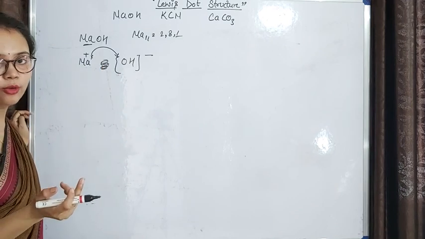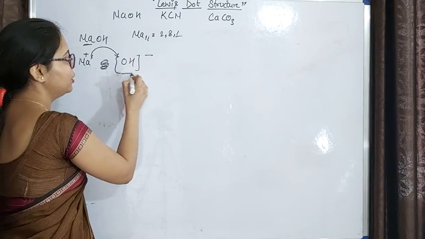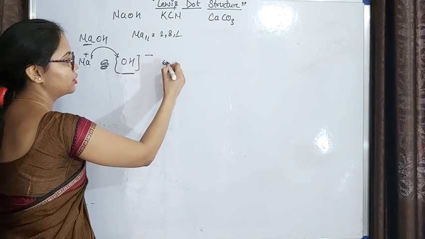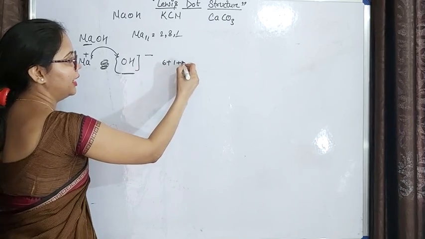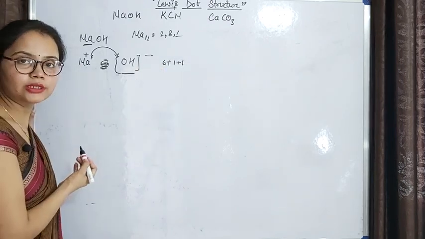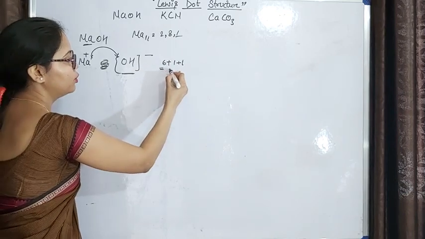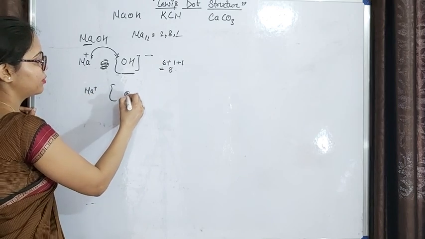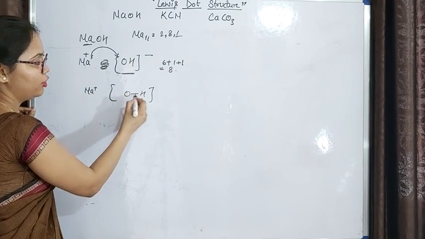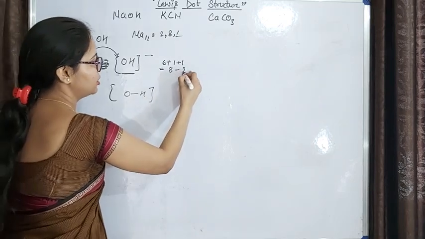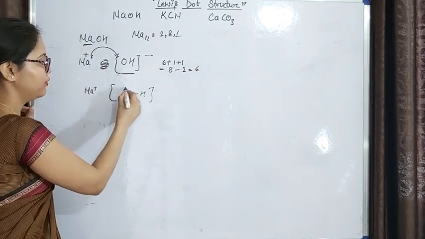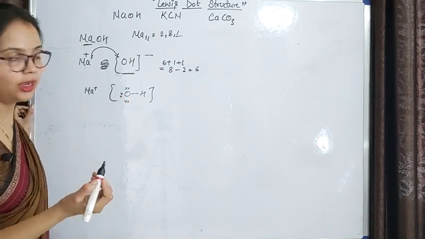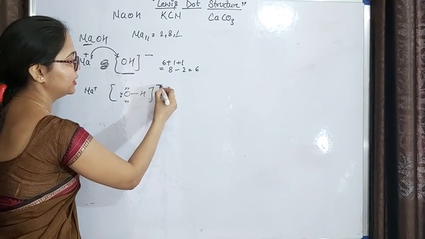Now what about the covalent bond? Let's see. In the OH species, oxygen contributes 6 electrons, hydrogen 1, and we will add one more electron because of the presence of the negative charge. So we have a total of 8 electrons, right? As we have already used 2 electrons, the remaining electrons are 6. We will show these 6 electrons on the oxygen atom as it is more electronegative, and we will put the negative charge also.